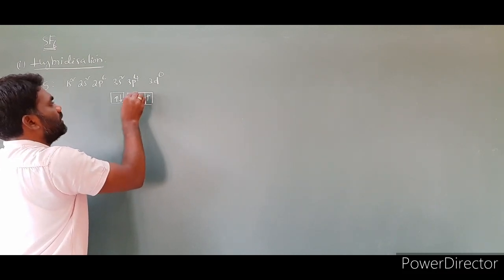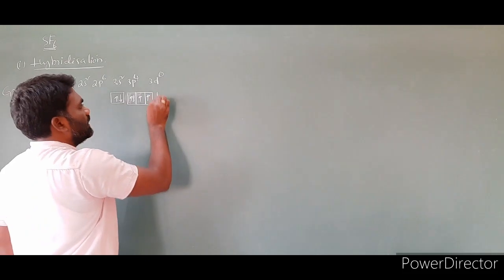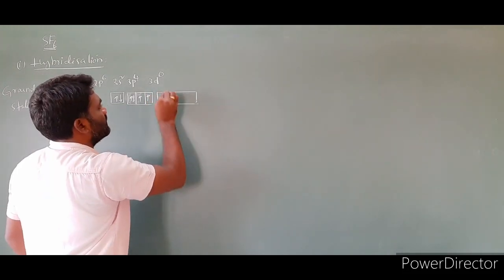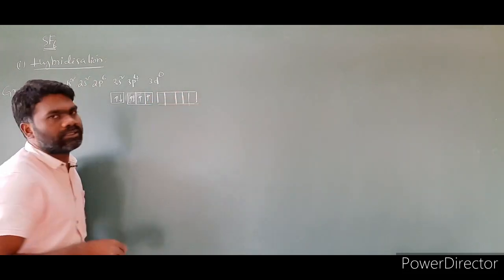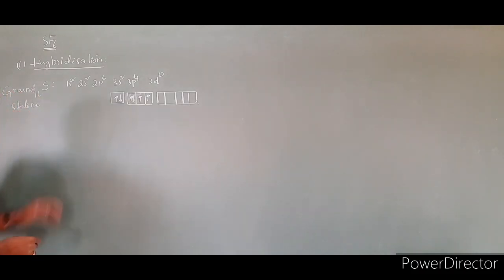1, 2, 3, 4 electrons are there. D orbital, we have a total of 5 d orbitals. The d orbitals do not have any electrons, so it will be 0. This is the ground state.